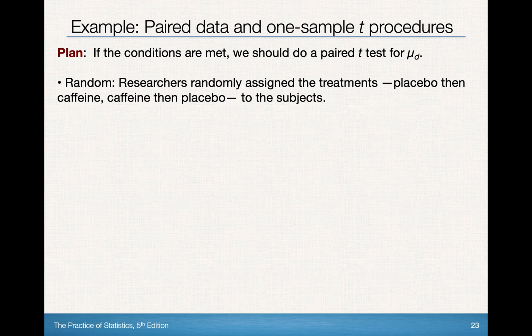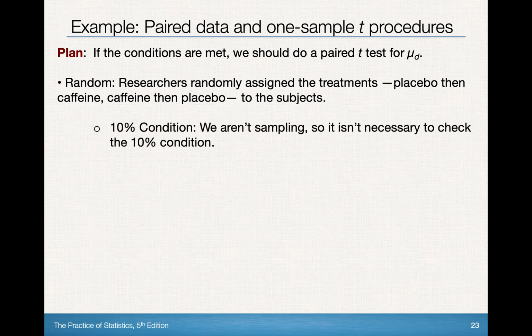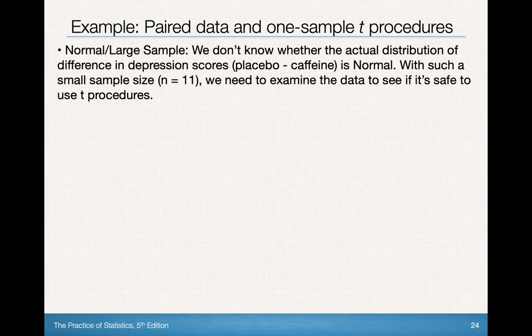So random, because this is an experiment, we are not randomly sampling. We are randomly assigning the treatments. Okay, so the randomness here is random assignment, not random sample. We do not need to check the 10% condition here. We are not sampling. The 10% condition is only checked if we are sampling. Okay, normal large counts. We don't know whether the actual distribution is normal, and the sample size is small, so we can't use the central limit theorem. So we have to examine the data to see if it's safe to use t procedures.